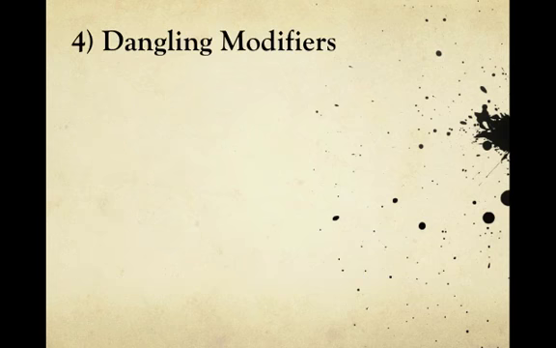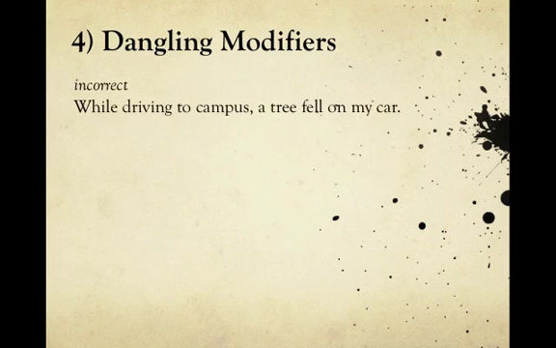Dangling modifiers are a much more difficult error to detect because we've been trained to take ourselves out of sentences. We've been trained not to say I or me, so we end up with dangling modifiers. Here's an example. While driving to campus, a tree fell on my car. Now, probably some of you are looking at this going, okay, what's wrong here? I understand exactly what's going on.